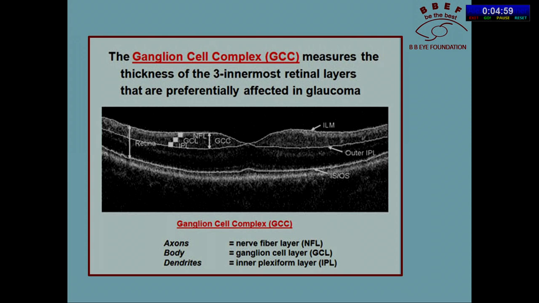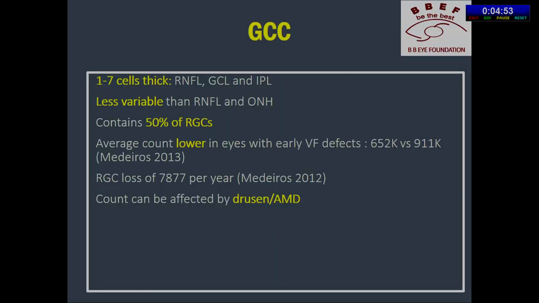GCC measures the thickness of the three innermost retinal layers that are preferentially affected in glaucoma. It's 1 to 7 cells thick, less variable, and contains 50% of the retinal ganglion cells. Average count is lower in eyes with early defects, but count can be affected by drusen and AMD.